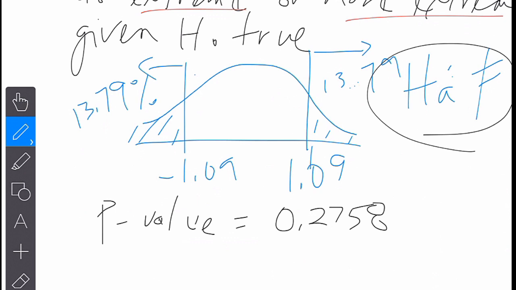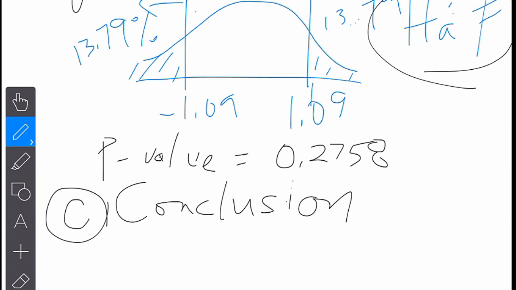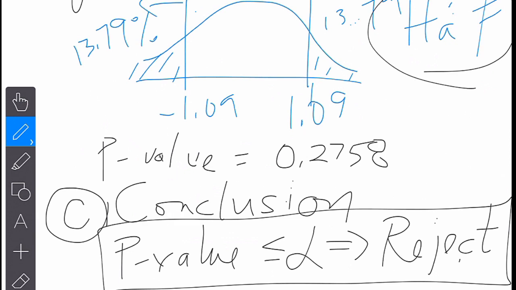We're almost finished. Last step, and then I'm going to let you go. The last step is the C step, conclusion. And you have to remember this. P-value less than or equal to alpha means reject. So you have to remember this. Write it on your formula sheet. You get to use it. Reject H naught. Okay, so if this statement is true, you reject the null hypothesis.